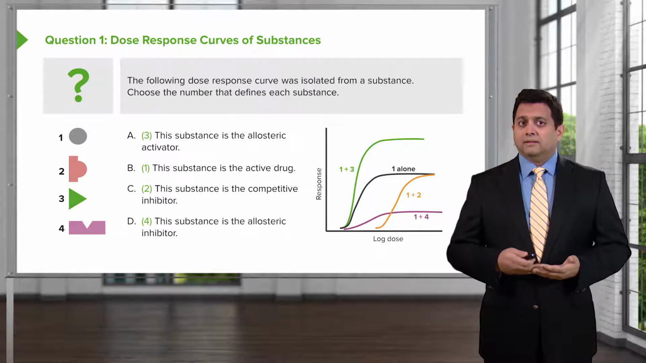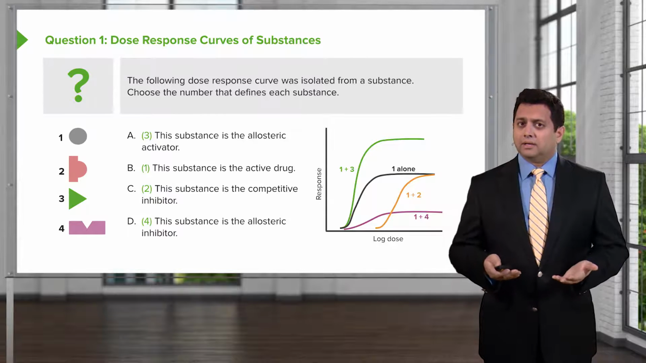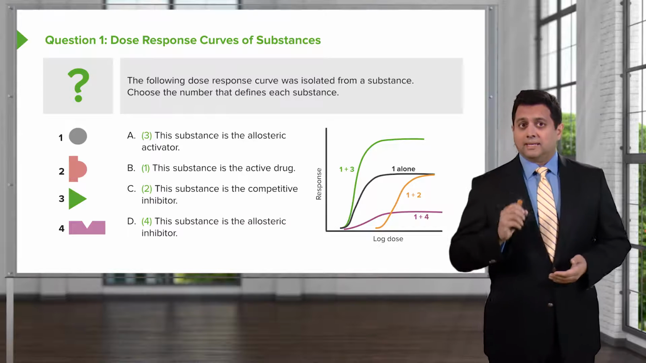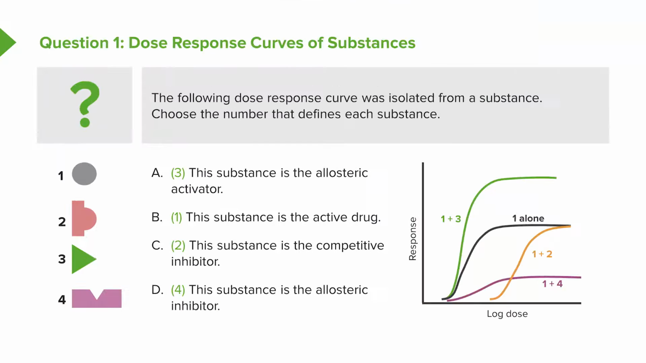So number 3 is the allosteric activator. So let's take a look at the green curve. The green curve is 1 and 3. 1 is the active drug, and 3 is the allosteric activator. So you can see that the curve is much higher. So you get a much greater response when you have an activator that is allosteric.